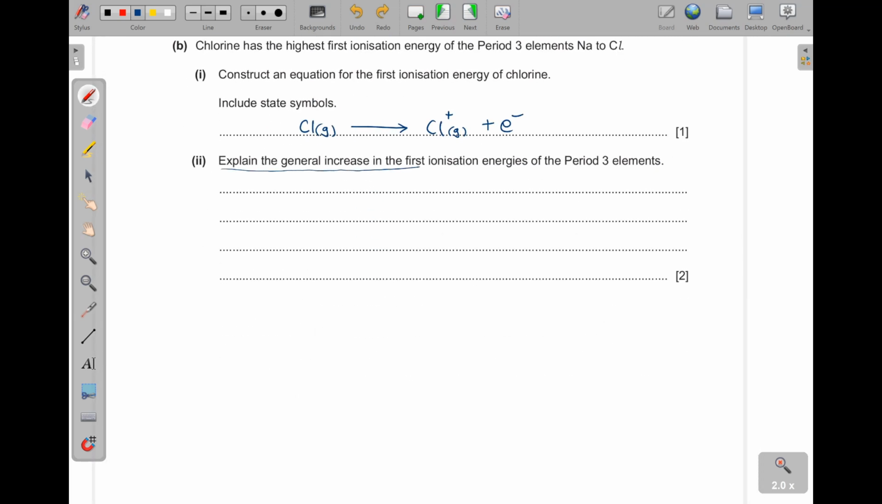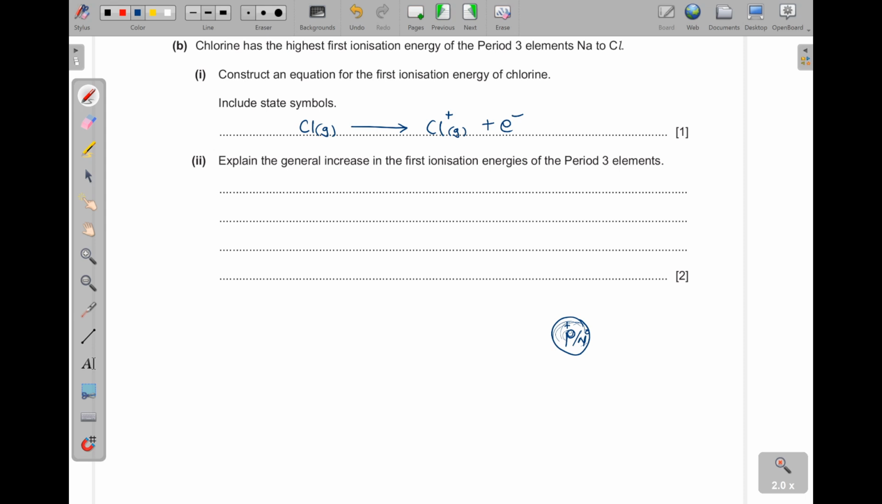Explain the general increase in the first ionization energies of period 3 elements. First of all, there is increase in proton number. When the proton number increases, then that means the nuclear charge. Remember, the nucleus has protons which are positively charged, and then the neutrons which do not have any charge. So when you increase the number of protons, that means the charge in the nucleus increases. So that's why we say the increase in the nuclear charge.